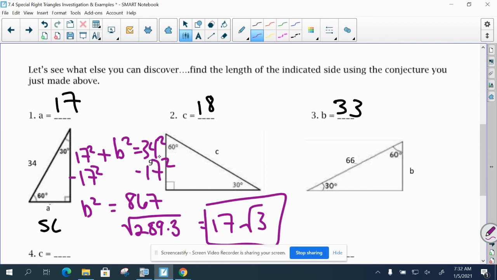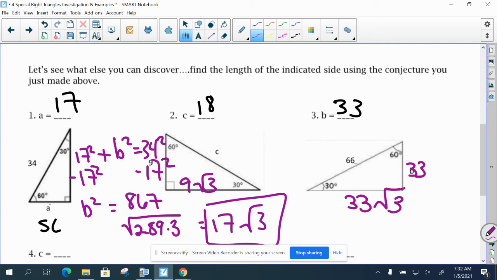So what would the long leg be for number 2? Well, if the short leg is 9, then the long leg is X times the square root of 3, which would be 9 times the square root of 3. Here, if the short leg is 33, then the long leg is going to be that times the square root of 3.